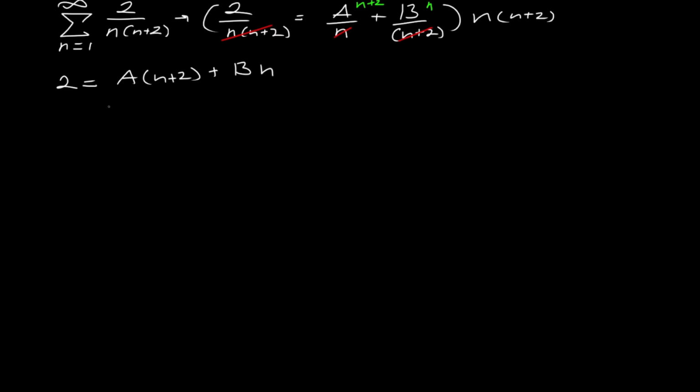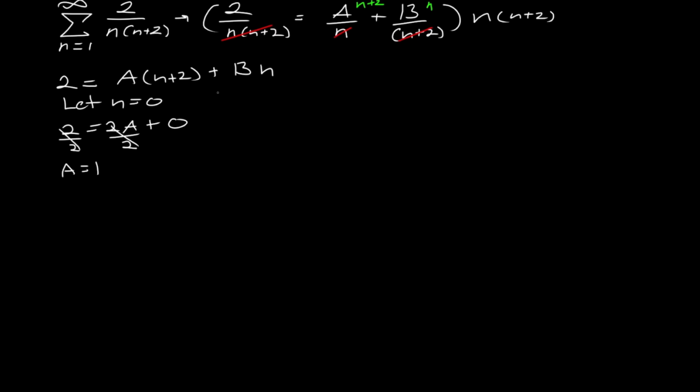Now we have to get a or b alone, and we can do this by letting n equal 0. It's going to let 2 is equal to, if we plug in a 0 for this n, 2 times a, which is 2a plus 0, because 0 times b is equal to 0. Divide 2 on both sides, and we are left with a is equal to 1.